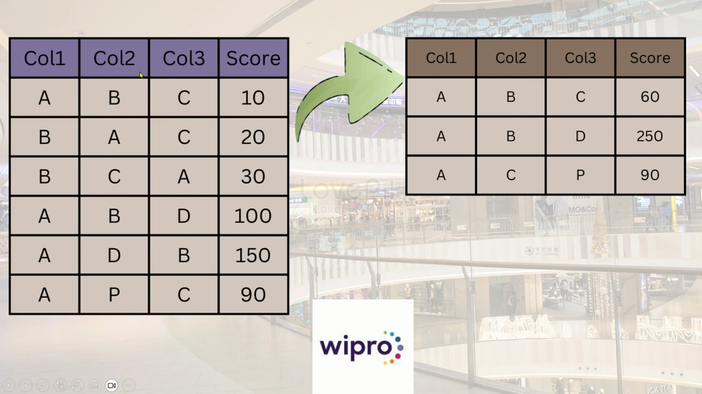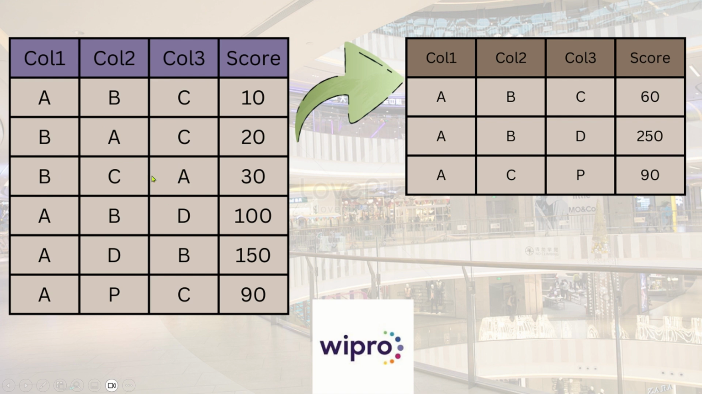So we have a table called details where we have 4 columns: col 1, col 2, col 3 and score. If you see the values, there are A, B, C in the first 3 rows. Column 1 has A, B, C in the first row, and in the second row you have column 1 as B, column 2 as A and column 3 as C. And then in the third row, column 1 is B, column 2 is C and column 3 is A. So basically all these 3 rows have the same values.